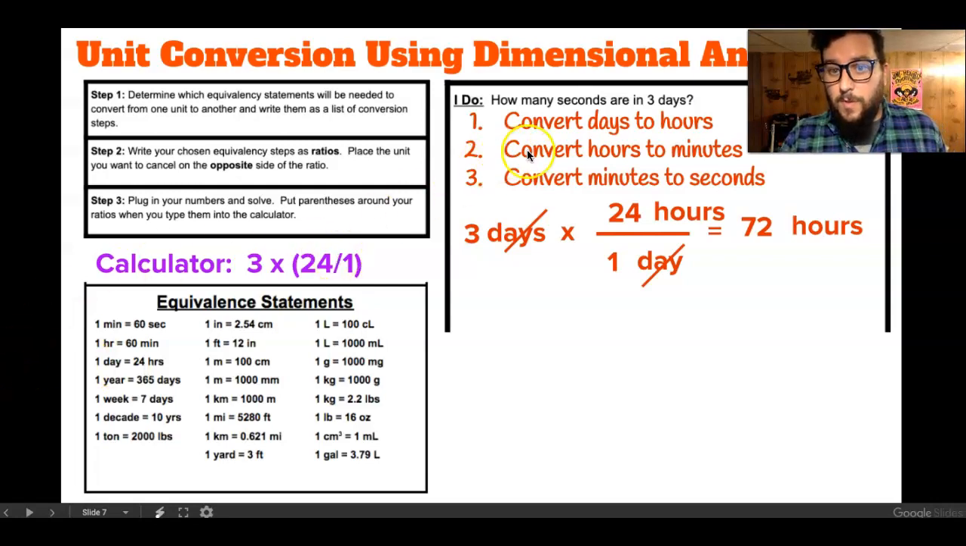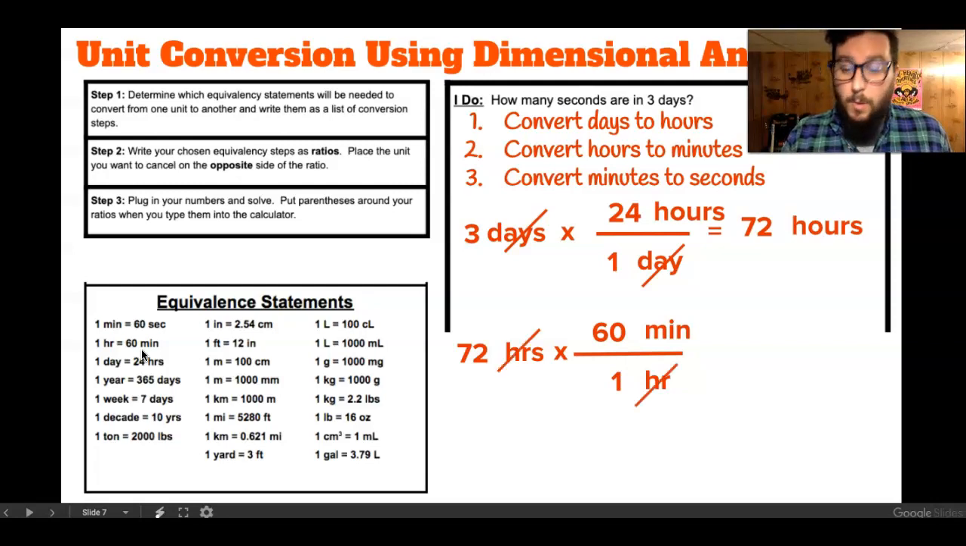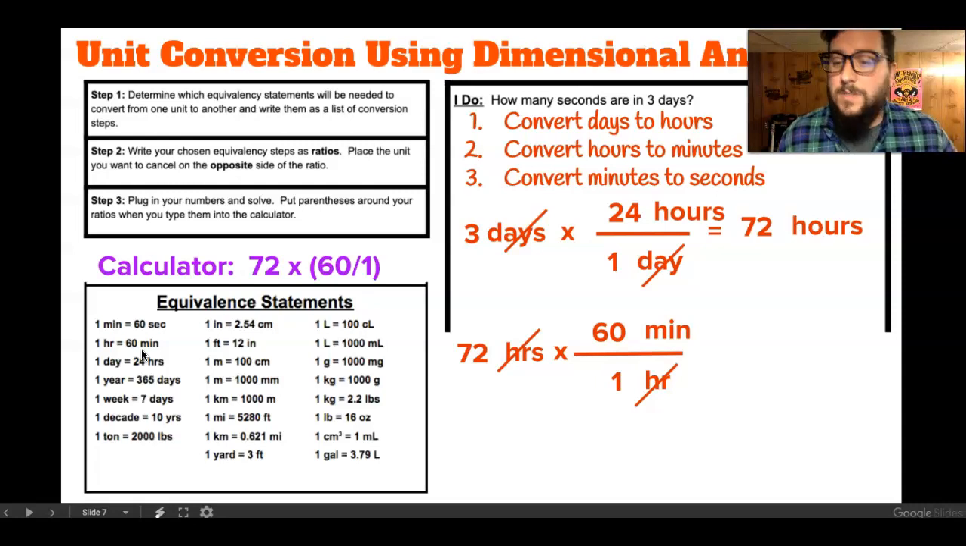Now the next step says convert those hours to minutes. So we're going to start with our answer, 72 hours. And we're going to write times and a line. And then we need to get rid of hours. So we know, or we should know, that we're going to put hours on the bottom of our fraction. And we're converting those hours to minutes, so minutes goes on top. Now we need some numbers right here. 1 hour equals 60 minutes. That's where our numbers come from. And we're going to cross off our unit hours so that they cancel out. And then we'll use our calculator to type 72 times 60 divided by 1. And we're going to find that it equals 4,320 minutes.